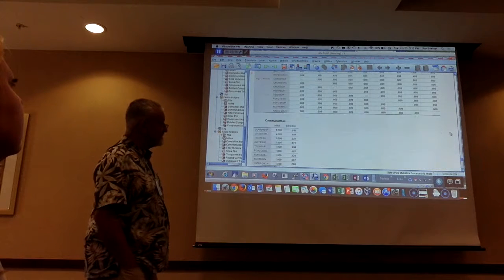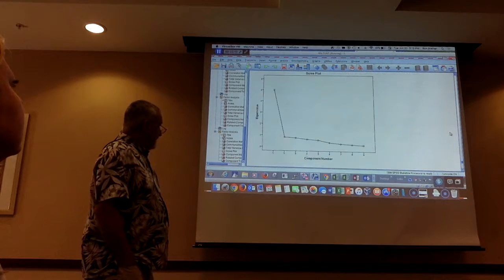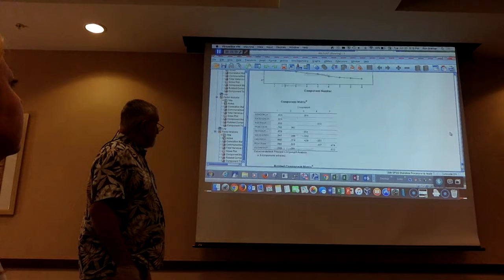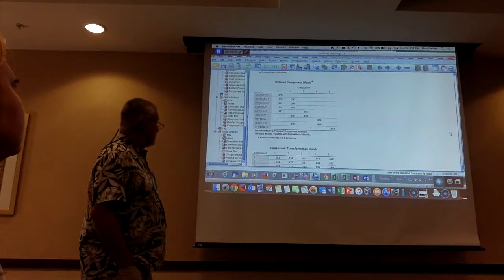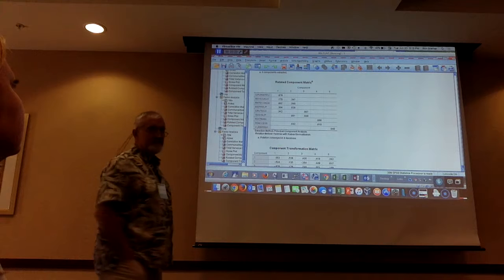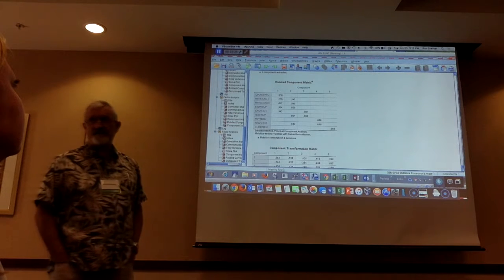If you'll scroll on down to the rotated component matrix, okay, stop right there. Now, this looks like what we would call a clean structure.